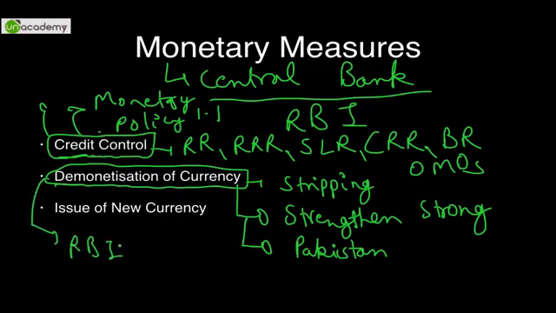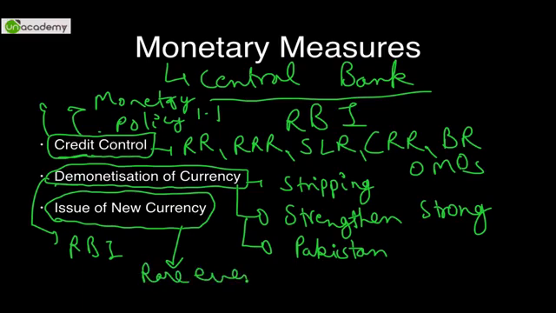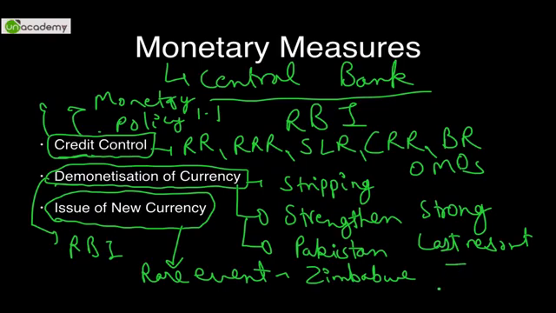Now the third measure, which is very rarely used, is the issue of new currency. Obviously the issue of new currency is a very rare event, an extremely rare event. It is called printing of the currency. It was done by Zimbabwe when they ran out of all the options. So let's say there is a last resort here, and then there is some measure here, and below is the issue of new currency. Is that understood? So we usually do not deal with it.